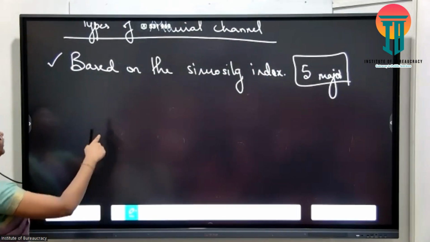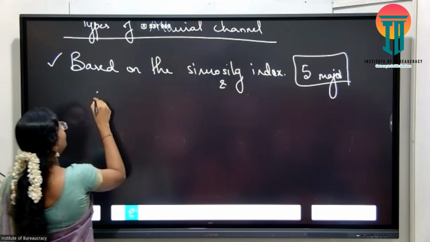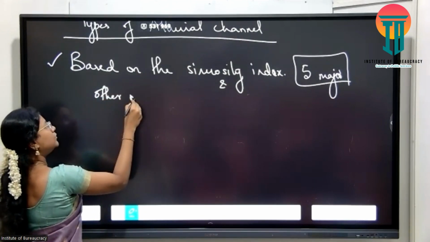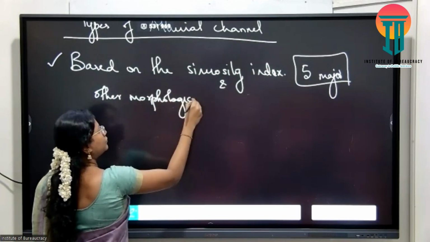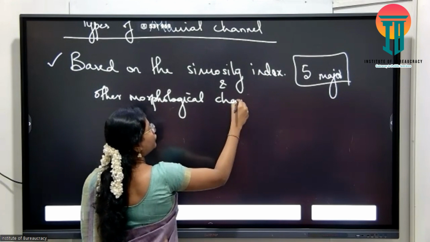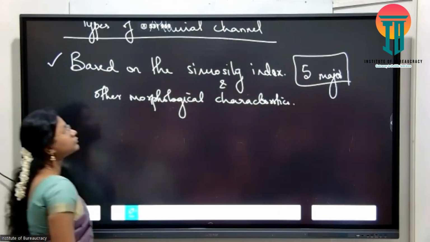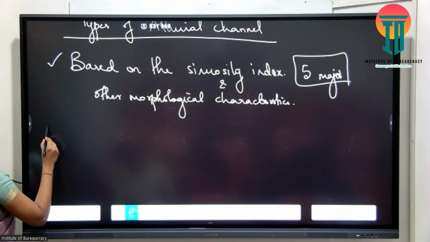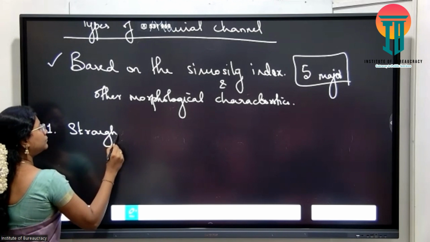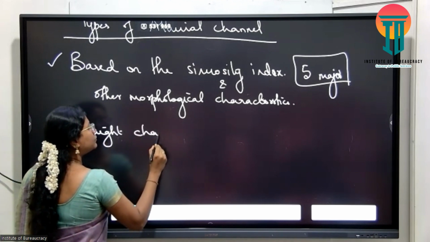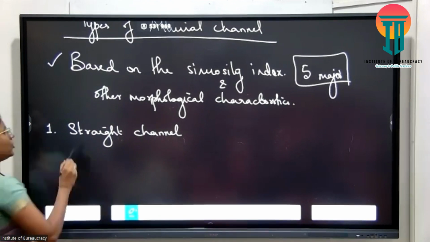Maybe you can add one more word here: based on the sinuosity index and other morphological characteristics. The first one is known as straight channel. First important alluvial type is known as straight channel.